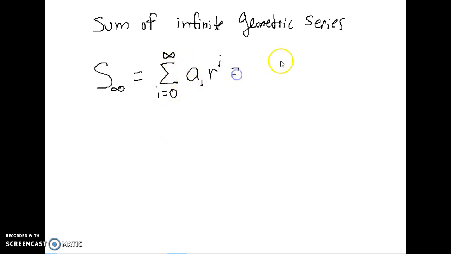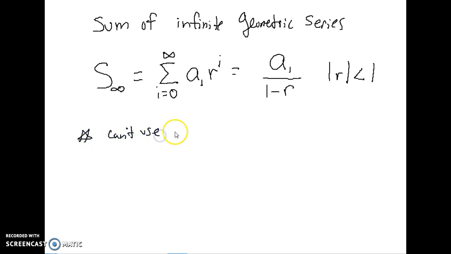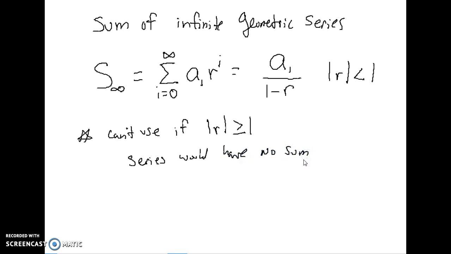So our actual formula is going to look like this. We're going to take our first term and divide it by 1 minus r. Now for r, what we need is this: the absolute value of r must be less than 1. A little side note here: we can't use this formula if the absolute value of r is greater than or equal to 1. Your series would have no sum.